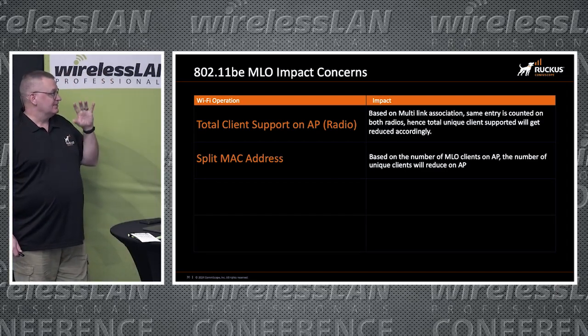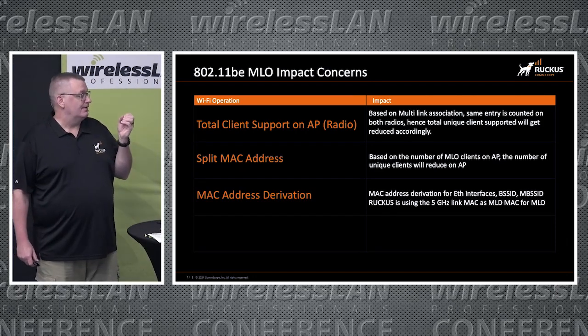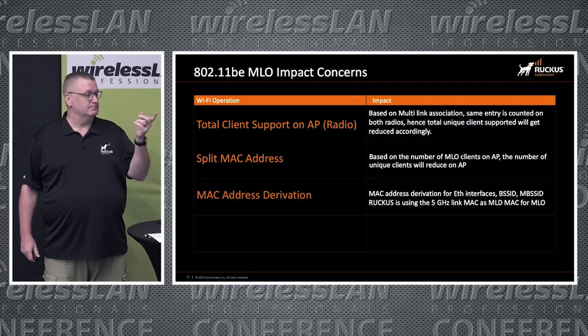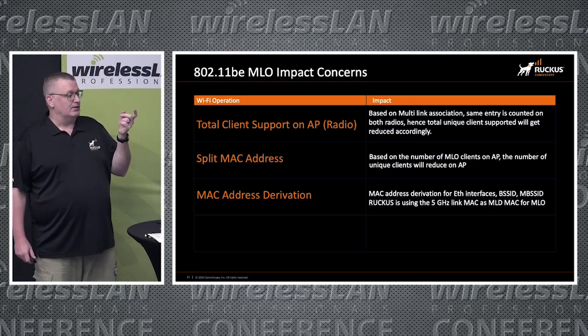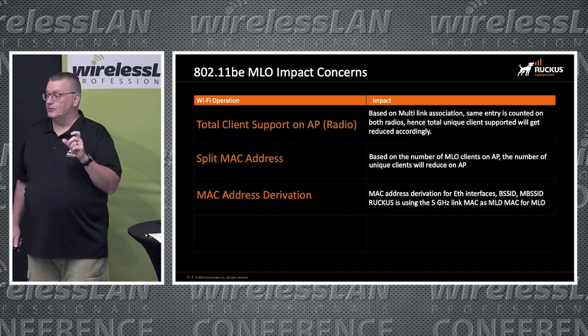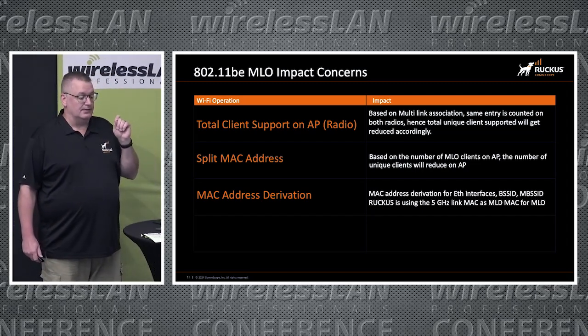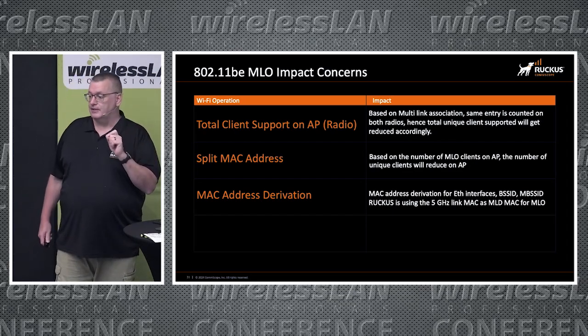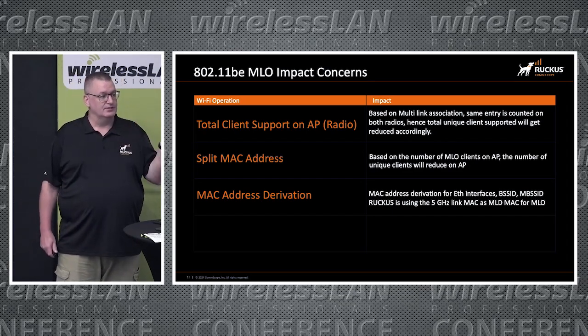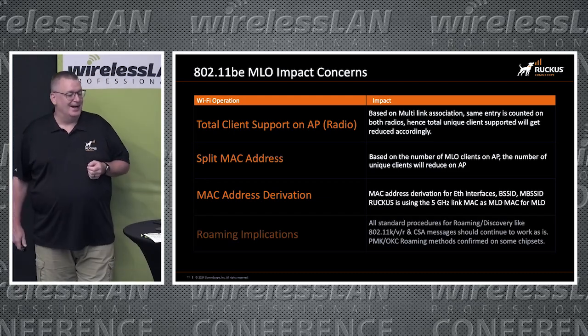Split MAC addresses, kind of the same idea. MAC address derivation, I know the planning tool guys, it's like, how do I determine what it is? I don't know what the other vendors are doing, but what I can tell you is Ruckus is using the 5 gigahertz MAC as the MLD MAC. It's that higher level MAC, so that's, for whatever good that'll do you, that's how Ruckus is doing it.